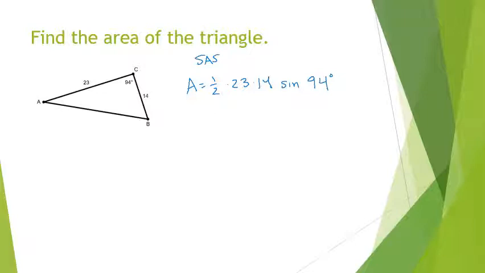All right, so now all we have to do is type this in the calculator. And again, just like the whole unit, really make sure that your calculator's in degrees mode. You don't want to mess up because you didn't have it in degrees mode. That would be really sad. So I'm going to type 1/2 times 23 times 14 sine 94. And I get that the area is 160.60, so we'll round to 160.